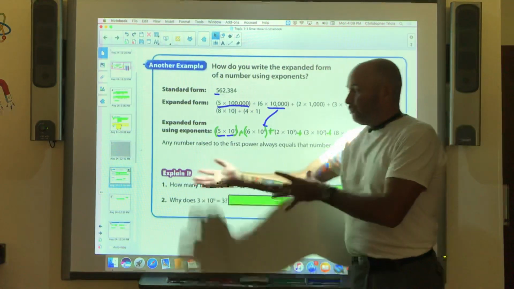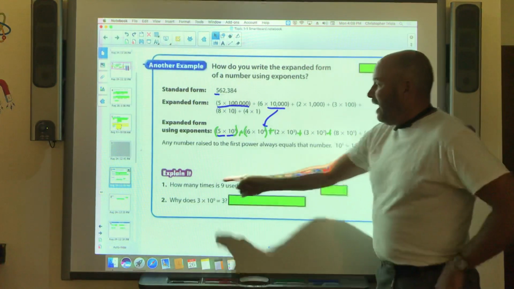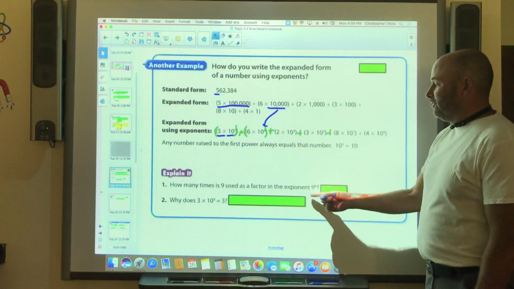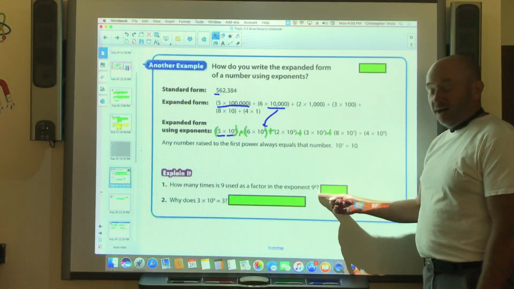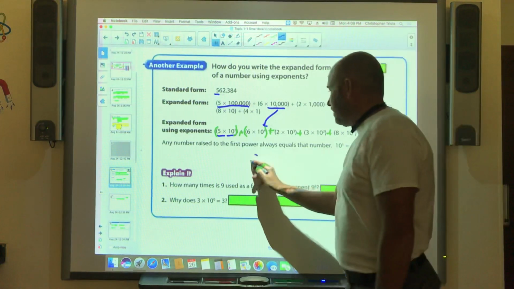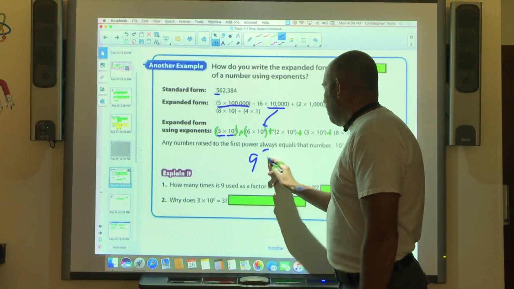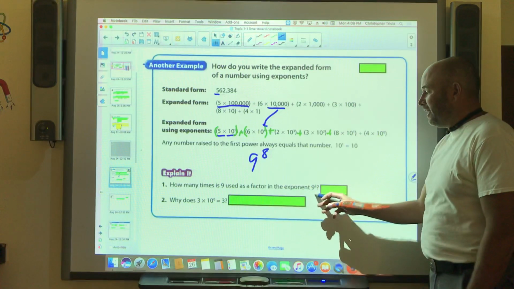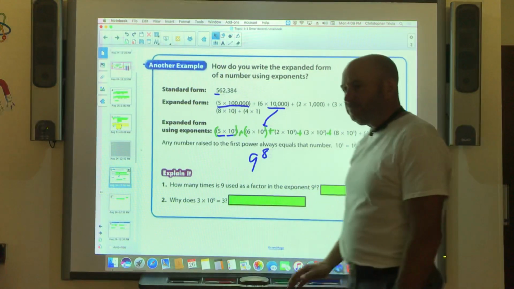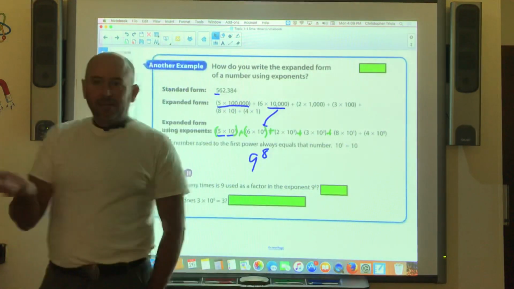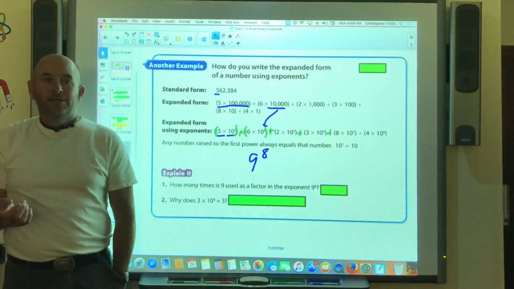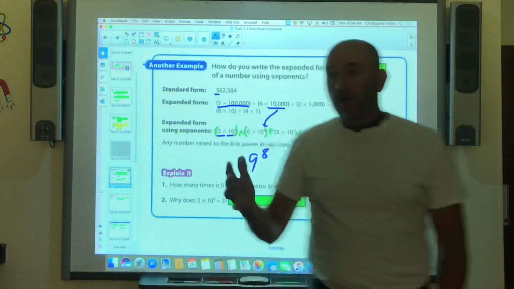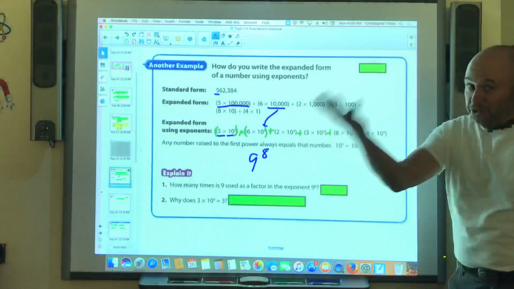Let's just real quick go through the explain it, okay? How many times is 9 used as a factor in the exponent 9 to the 8th power? Okay, think about that, kids. How many times is 9 used as a factor in the exponent 9 to the 8th? Anybody want to give that answer? All right, well, hopefully we have an answer. If not, I'm going to show you an answer.